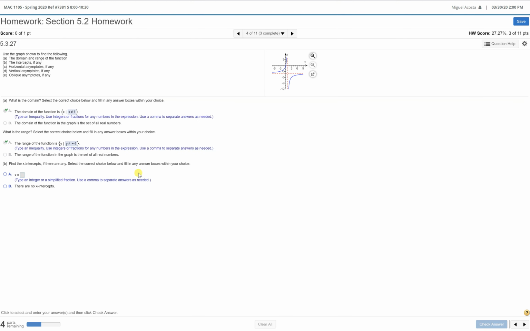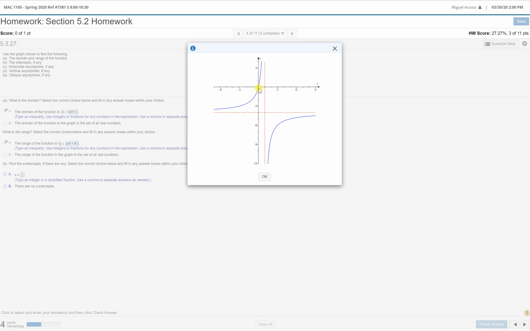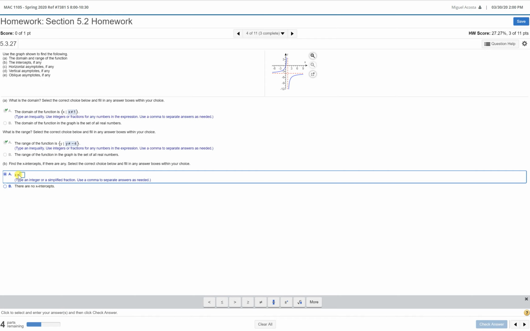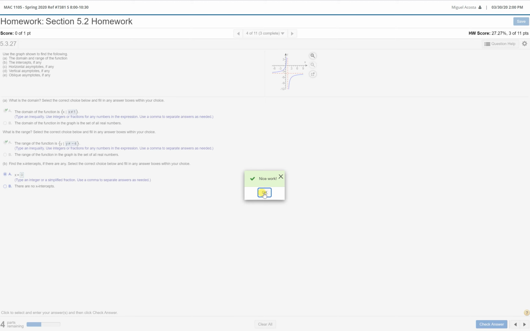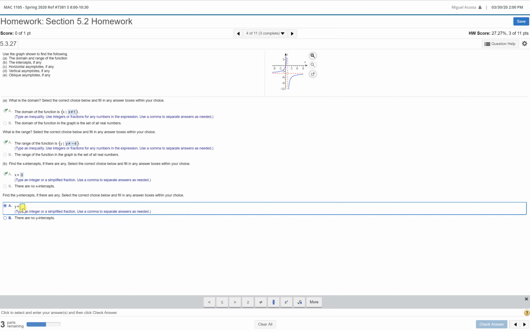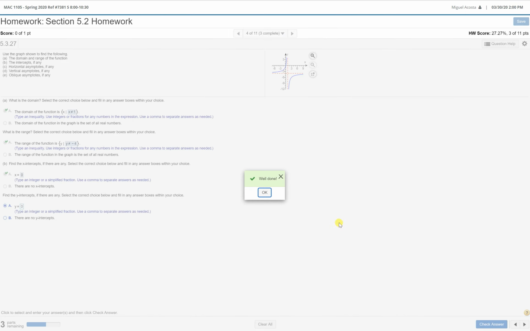All right. X-intercepts. Are there any x-intercepts? Let's look at the picture. Yeah, there is just one right there, the origin. So 0, 0. So the x-intercept is when x is 0. And the y-intercept is the same. Whenever you have the origin intercepting, that's both y and x intercept at the same time. So it's just 0, 0. Alrighty.